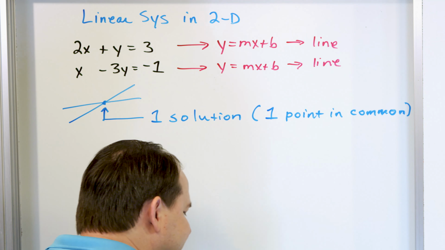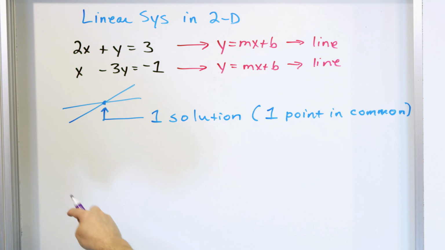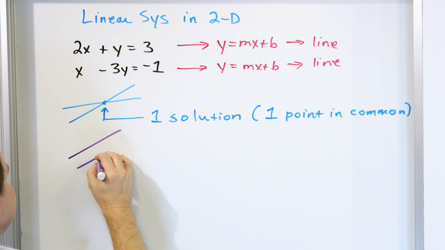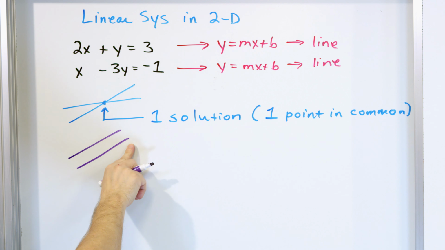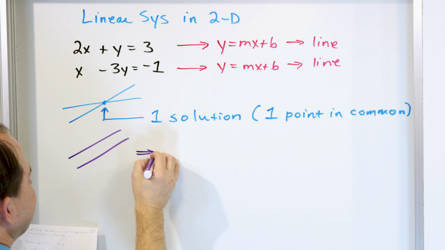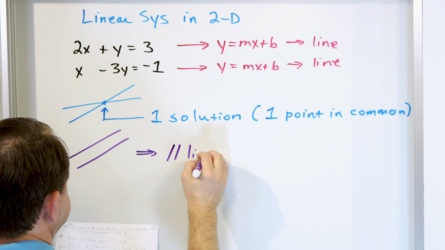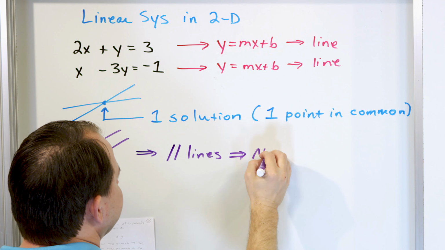Now, of course, lines do not have to intersect. You could have a system of equations where I have a line going up like this and a line exactly parallel to it. Now, I can't draw exactly parallel, but you have to pretend these are exactly parallel. And if these actually are the two lines that you have, these are parallel lines, which means there's no solution.